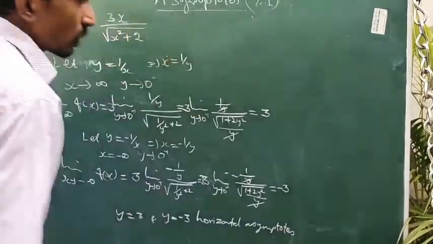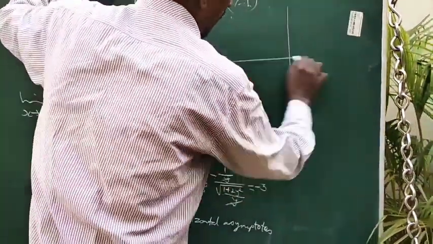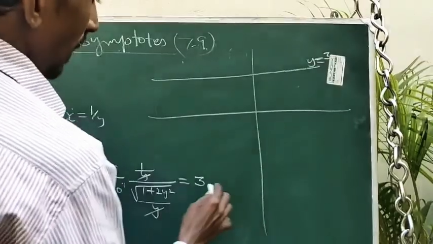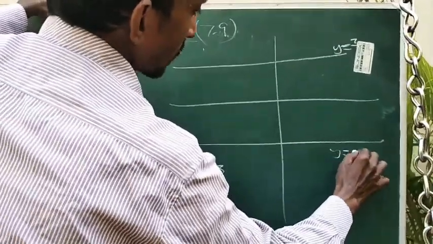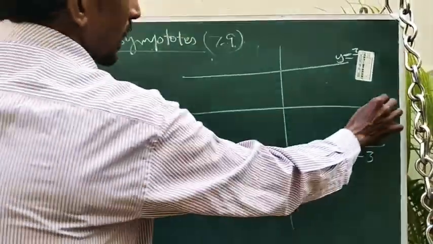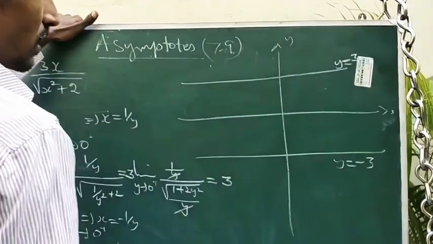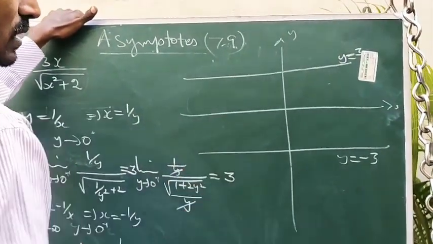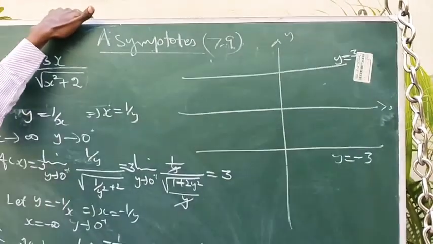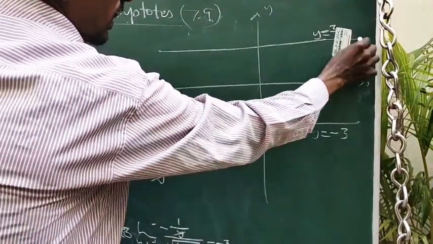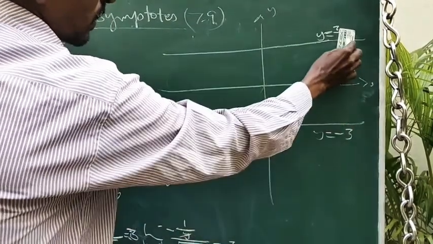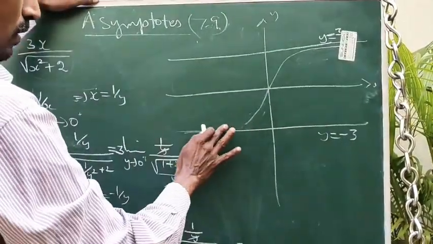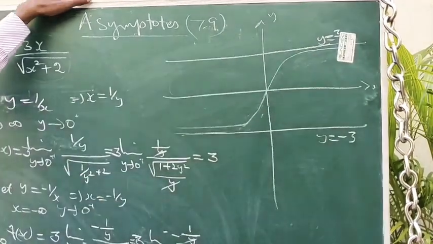Okay, two asymptotes. I think if you want to draw the diagram, it is very easy. y equal to 3, one horizontal asymptote. y equal to minus 3, another horizontal asymptote. This is the x-axis and y-axis. I think between the two limits, the curve exists. So it is asymptotic to both the lines. So the curve may be like this. Okay. So this is the curve for the required one.